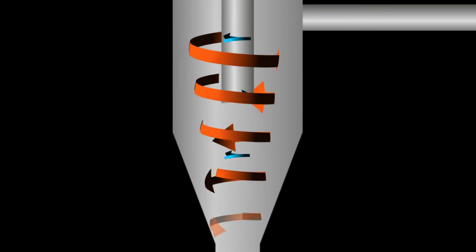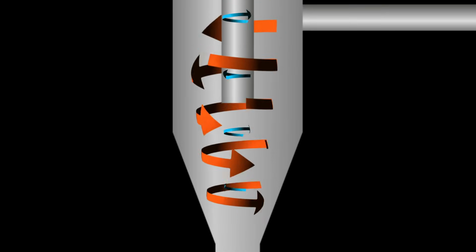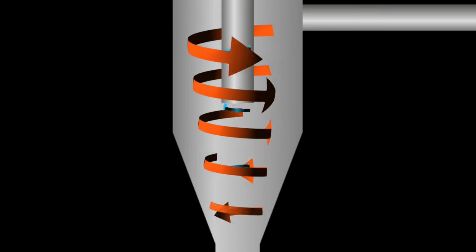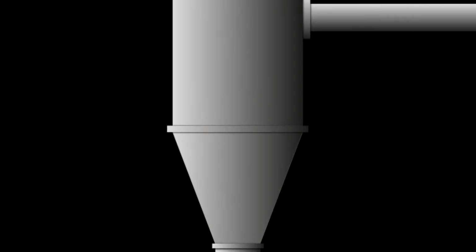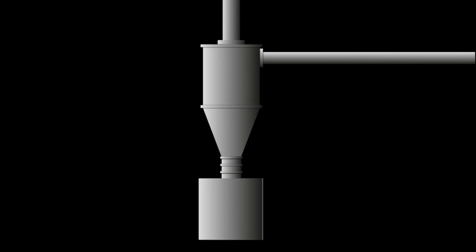At the interchange between both streams, air passes from one stream to the other. The particles which are present in the air are forced to the outer edges and leave the separator via a collection device fitted to the bottom of the separator.